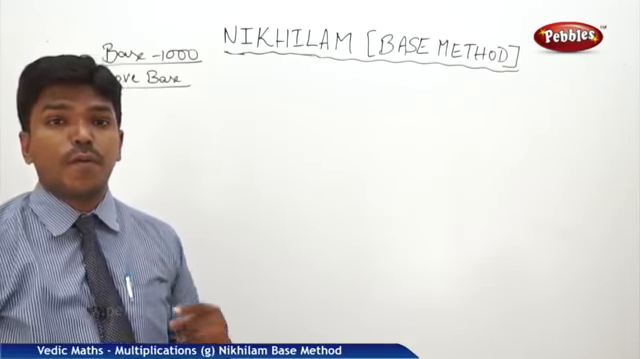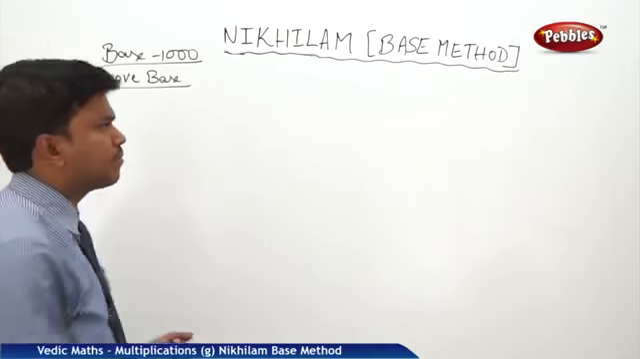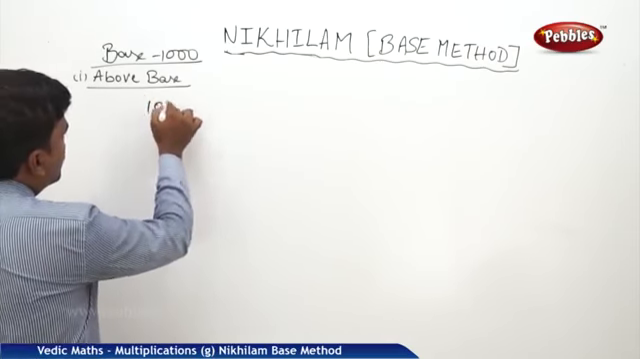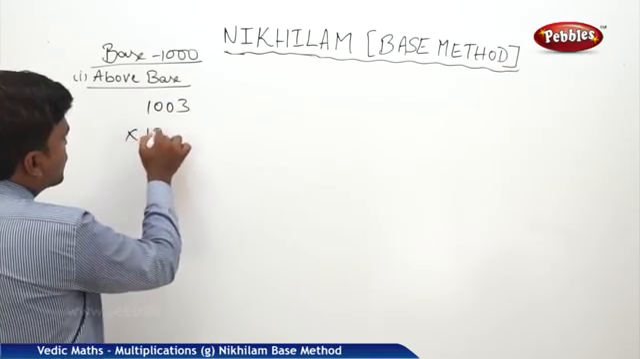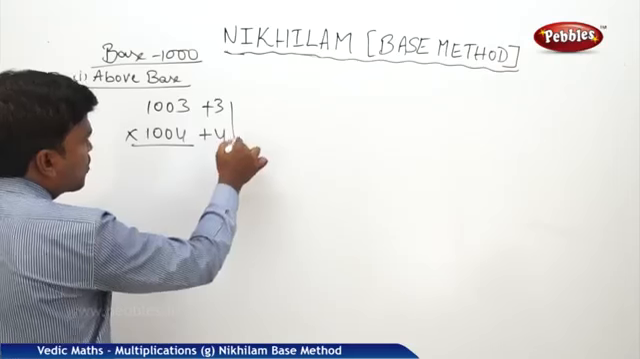Now we'll see how to multiply the numbers which are nearer to the base 1000. First, above the base. Suppose 1003 into 1004. This is plus 3 and this is plus 4. First of all, multiply the excess numbers.